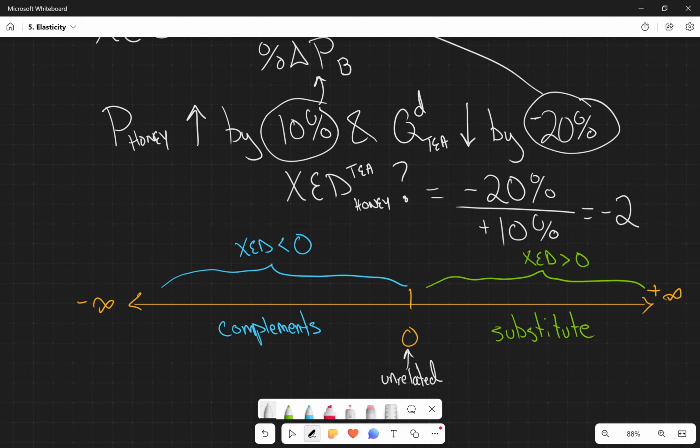So the last one we're going to talk about here is income elasticity of demand.